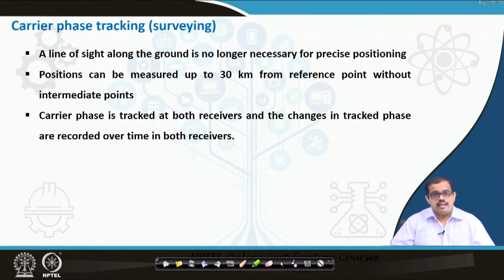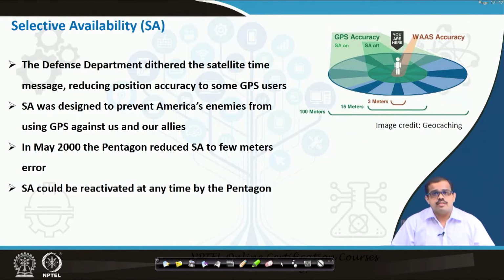Then carrier phase is tracked on both receivers, and changes in the tracked phase are recorded over time in both the receivers. When I say receivers, it may be on your car, on your mobile phone, etc. Okay. So there is a concept of selective availability. When I say selective availability, you can understand it is selective to certain segments of users only.